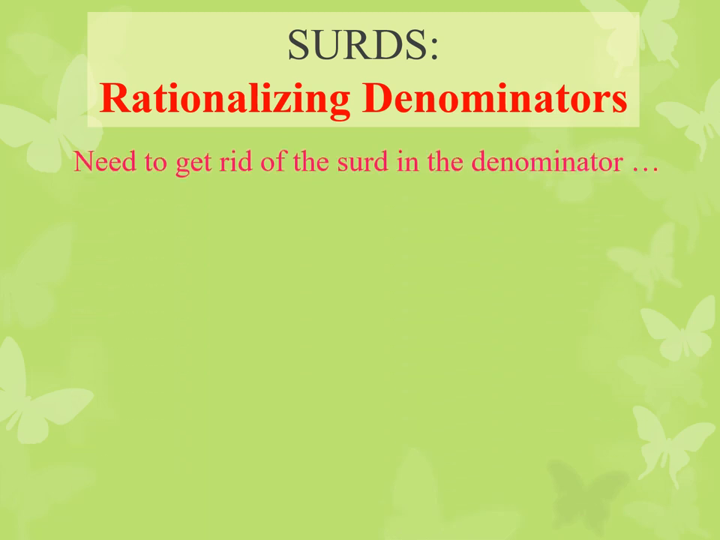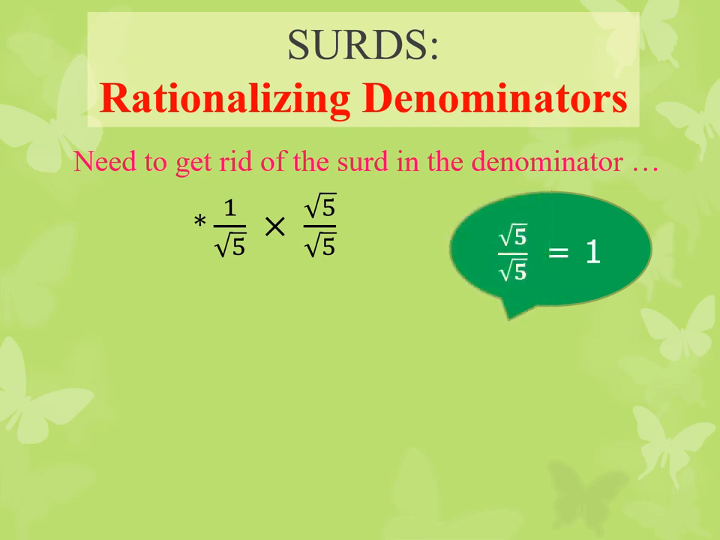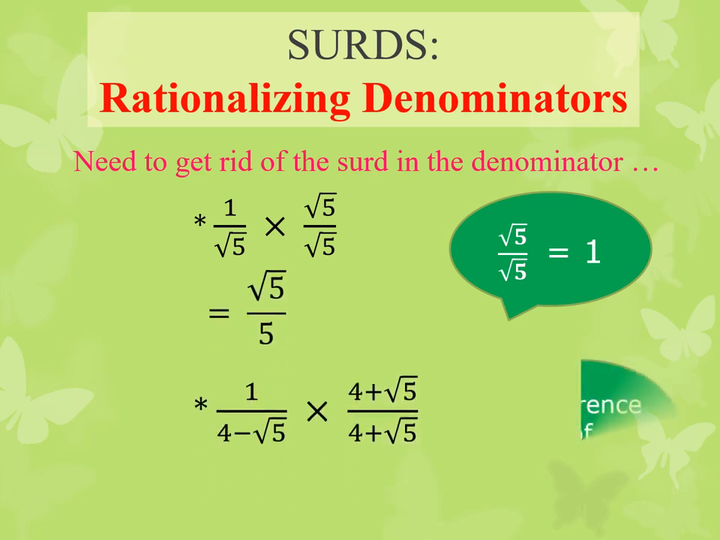The issue of rationalizing denominators is very important. To get rid of the surd in the denominator, you multiply by the denominator itself. You just multiply by 1. That is that. You just multiply by 1. So you multiply by the denominator itself. That is how you rationalize the denominator.